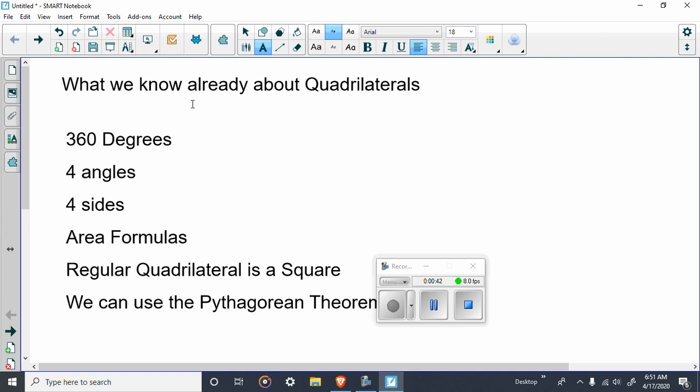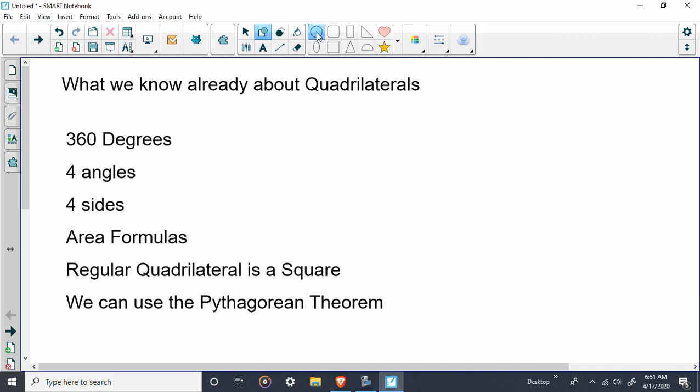So, things you should already know about quadrilaterals. You know that they have 4 angles, 4 sides, and 360 degrees altogether. You probably know the area formulas, your base times height, your length times width. You should know the regular quadrilateral is a square, and also things we've done throughout the year, like we can put them inside circles. That was a big thing that we did. We put squares inside circles and things like that. We did inscribing.